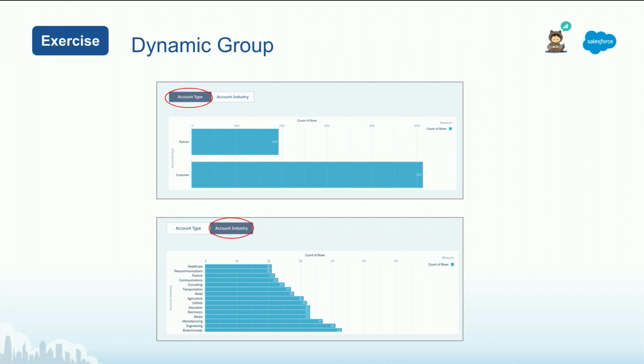So the use case we're talking about is pretty simple. We have one chart, and when I click on account type, I want to see group by account type and the count of rows, for example. When I click on account industry, I want to see account industry. And actually, I want to see sum of amount. So in this screenshot, actually think about it, I want to see sum of amount here. So change the metric and change the group by section.